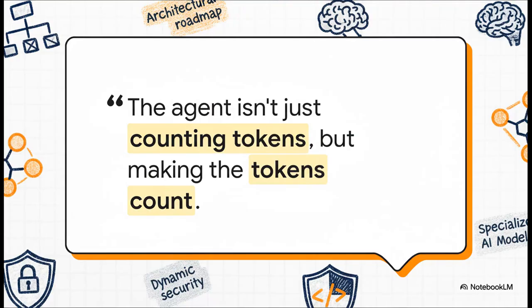And this quote just nails it. The goal is to make sure the agent isn't just counting tokens, but making the tokens count. It's all about maximizing the value of every single token you send to the LLM. Because let's face it, wasting tokens on junk context doesn't just give you worse code, it costs you real money. Making every token pull its weight is the key here, for both efficiency and accuracy.